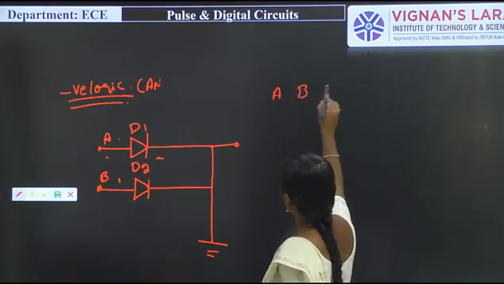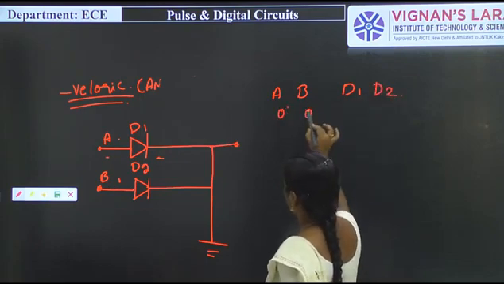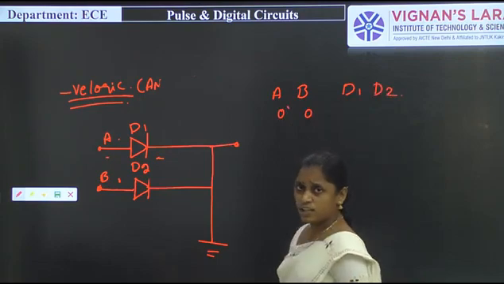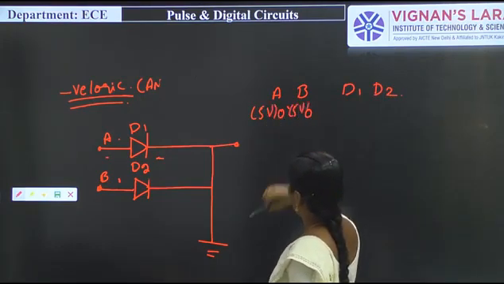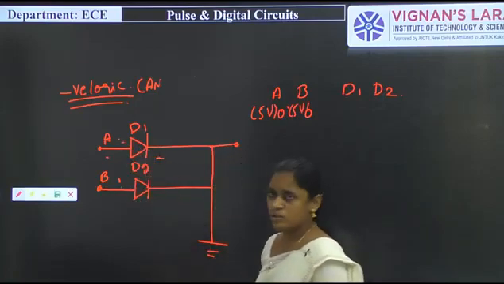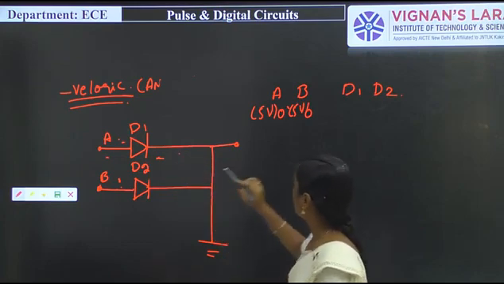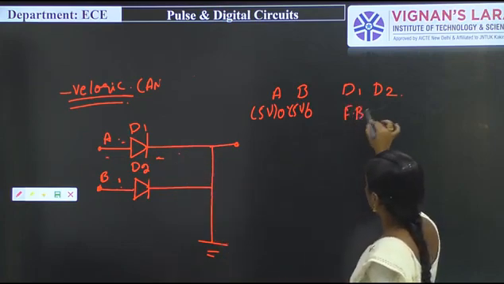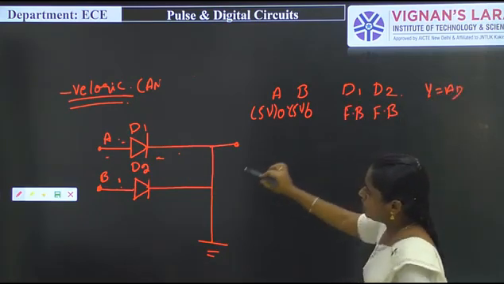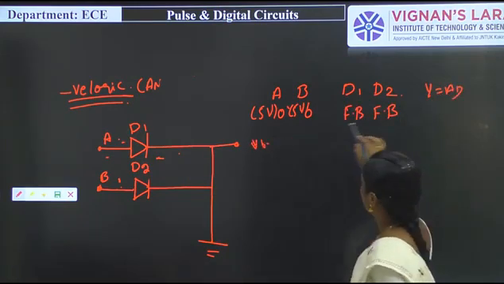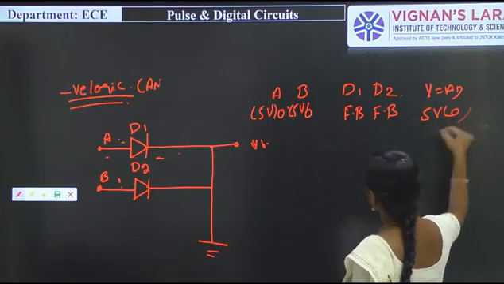A, B, D1 and D2. Generally the condition will be 0 volts and 0 volts, but in the negative logic, what is meant by logic 0? That is 5 volts and 5 volts. So when we apply 5 volts and 5 volts here, then both the diodes will be short circuited. So both D1 and D2 will be forward biased. Then what is the output Y? 5 volts reaches the output side. That is why the output is 5 volts. In the negative logic, 5 volts is nothing but 0.